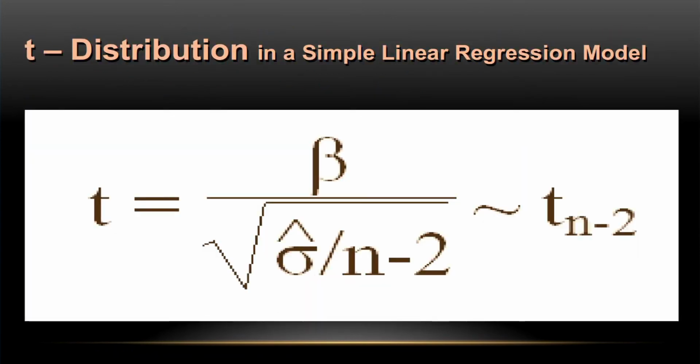In a regression model, as we have already seen, the regression coefficient beta follows t distribution. In this case, t is equal to beta divided by square root of estimated sigma hat divided by n minus 2, that follows t n minus 2. This statistic is used for testing the significance of the regression coefficient.